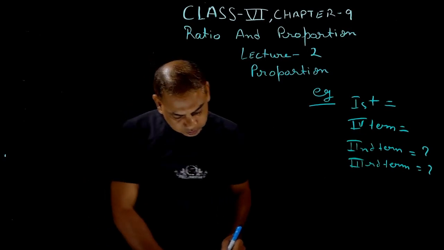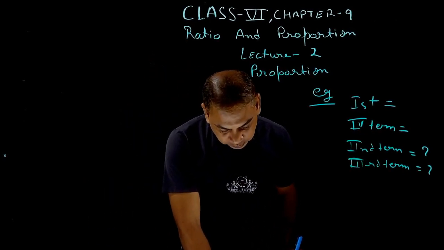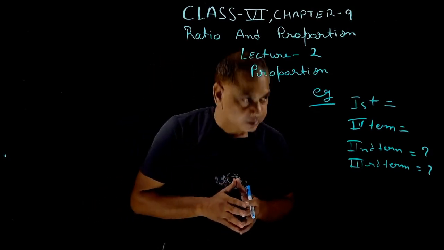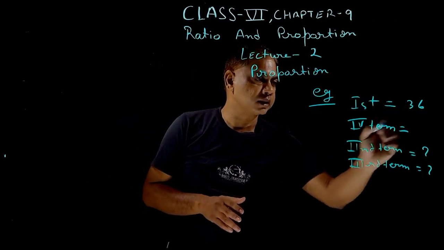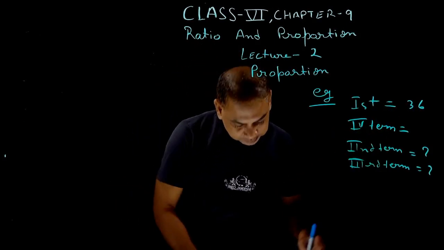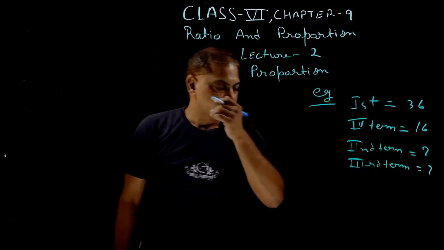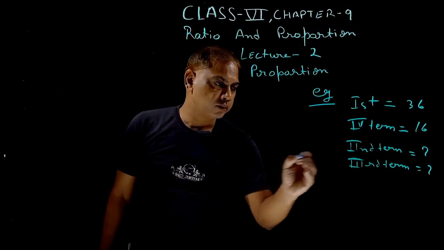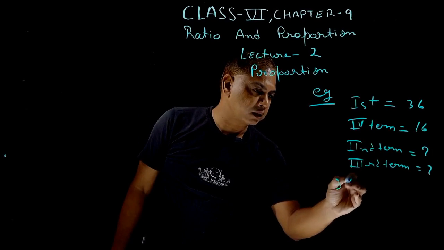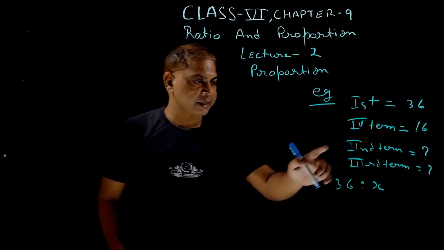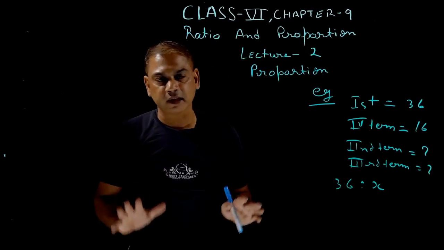ओके, क्वेश्चन इज द फर्स्ट एंड द फोर्थ टर्म ऑफ द प्रोपोर्शन आर 36 एंड 16. First term is 36 and the fourth term is 16 respectively. They are in proportion. आपको given है they are in proportion. So what I will do now, I will write them like 36. We will assume that the second and the third term are x, ले लिया उनको, right?